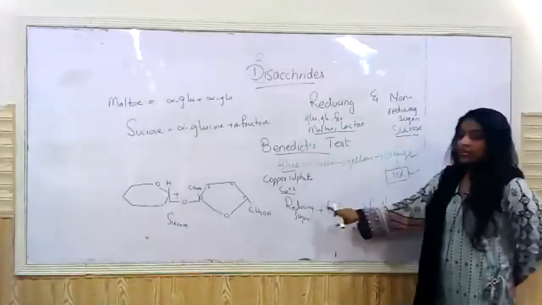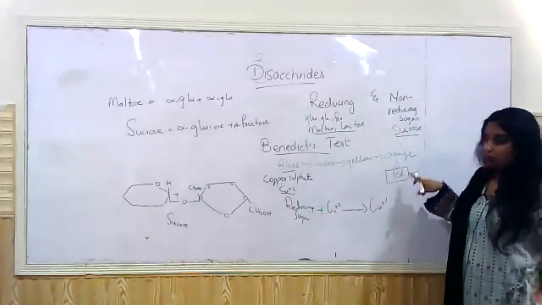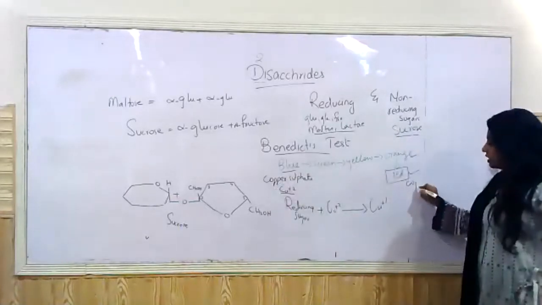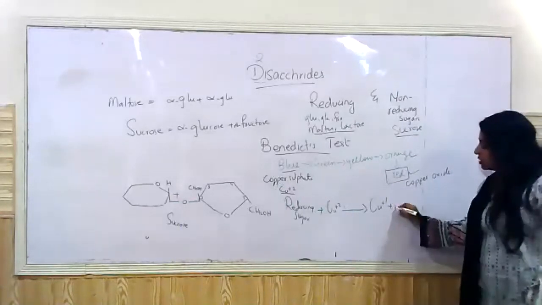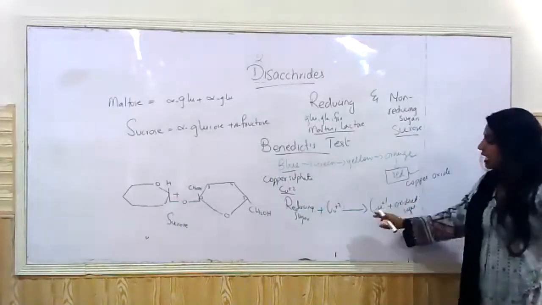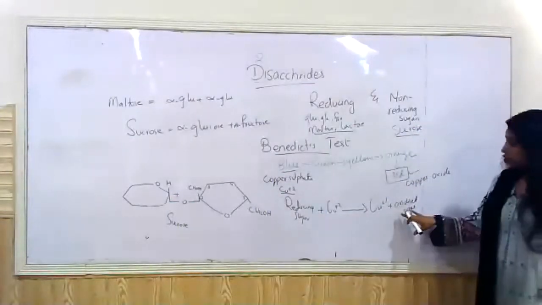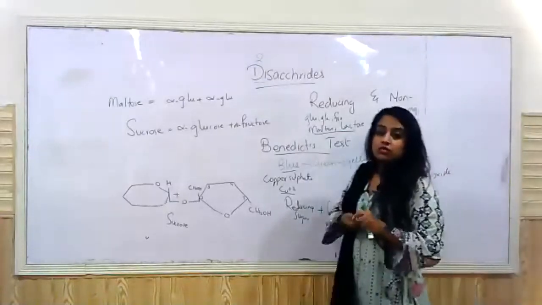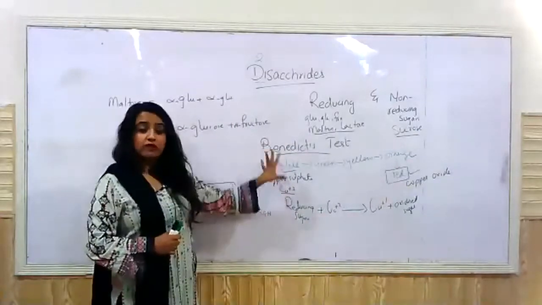Copper sulfate is blue in color. It is converted to copper oxide, which is red in color. So that is why the color change occurs. Here, the copper is present in the form of copper sulfate; here, it is present in the form of copper oxide. And the sugar itself is oxidized. It is adding electrons to copper, therefore it is going to lose electrons on its own. Loss of electrons is oxidation. Hence, in the process, the sugar is itself being oxidized. So this is the entire chemistry of the Benedict's test.